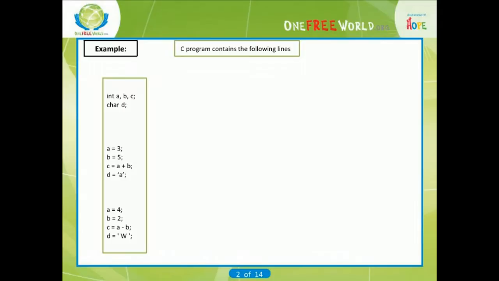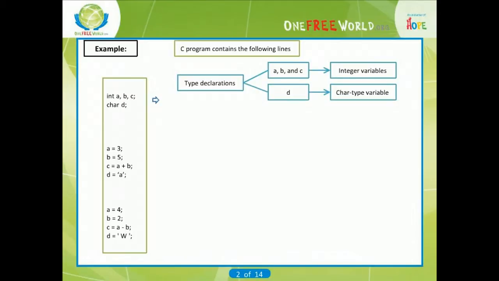The first two lines are type declarations which state that a, b, and c are integer variables and that d is a char type variable. Thus a, b and c will each represent an integer valued quantity and d will represent a single character. These type declarations will apply throughout the program.